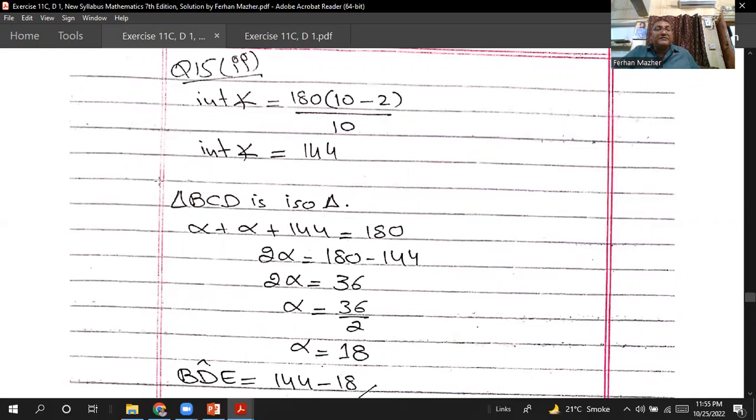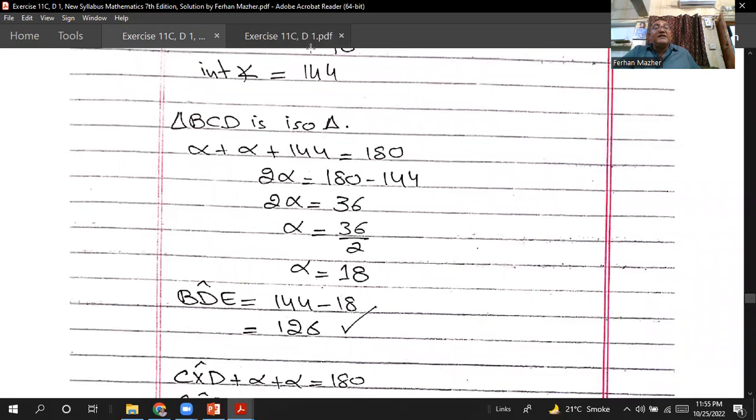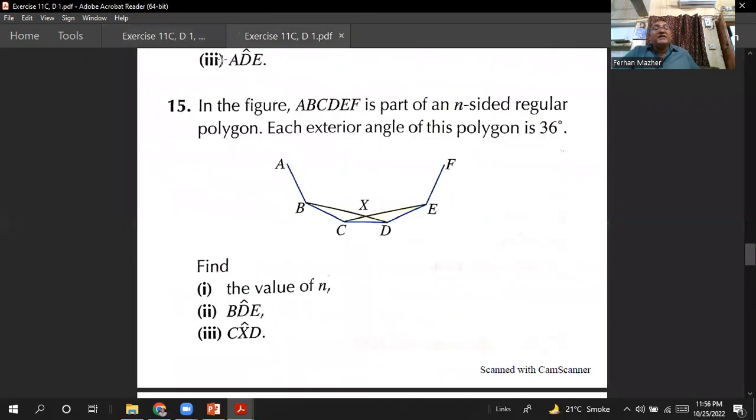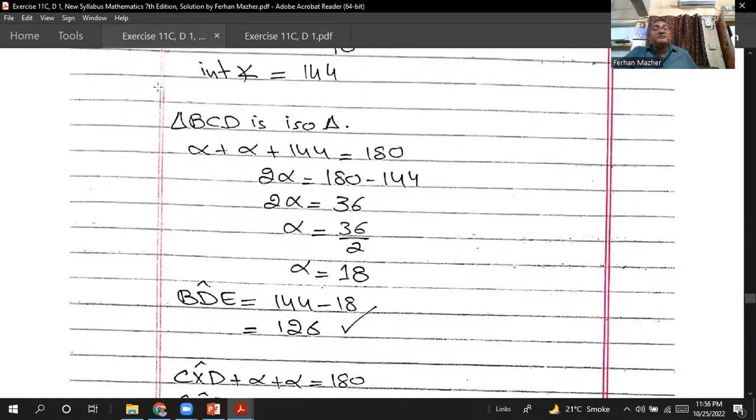So the BDE will be equal to 144 minus 18, and that will be 126.